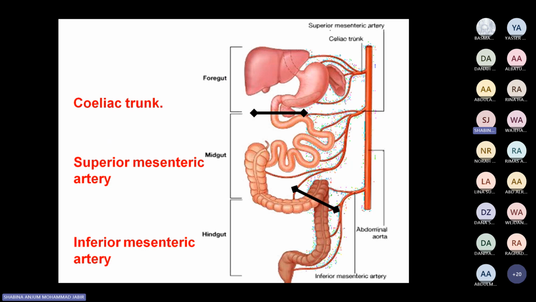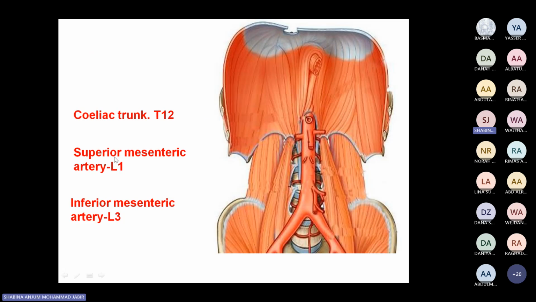So again, this is a repetition for the blood supply. What is the level of origin of the celiac trunk? It is from T12. What is the level of origin of the superior mesenteric artery? L1. The inferior mesenteric artery? L3. You remember this? Have you seen? We have the model like this.